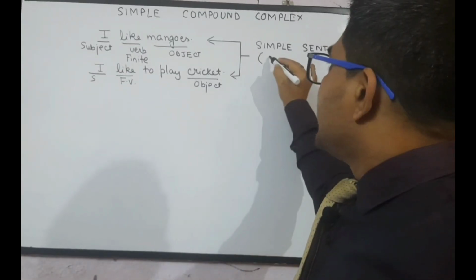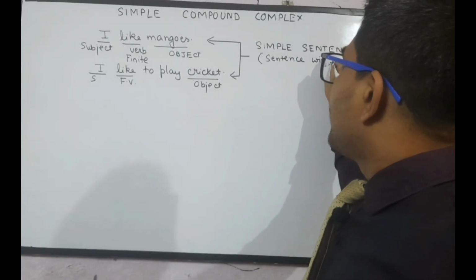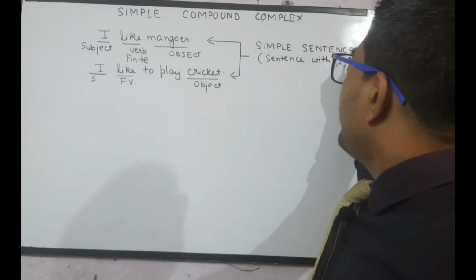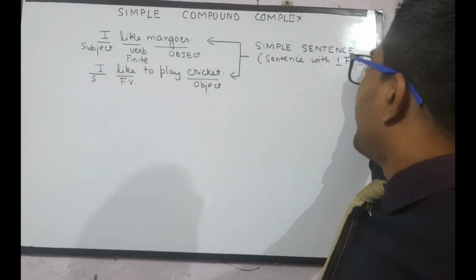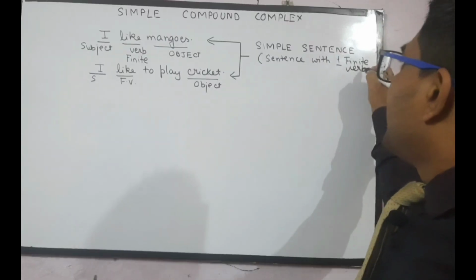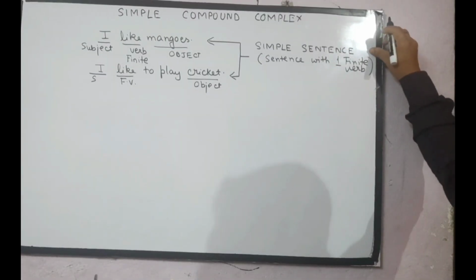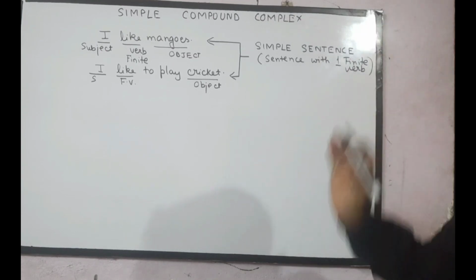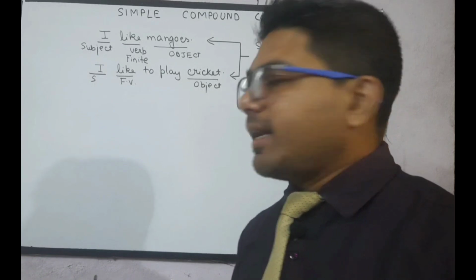Means sentence with one finite verb. Okay, so sentence with one finite verb is called simple sentence. Clear? Now let me write another sentence.